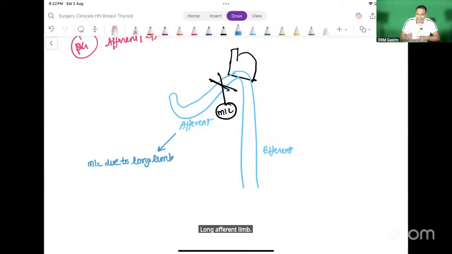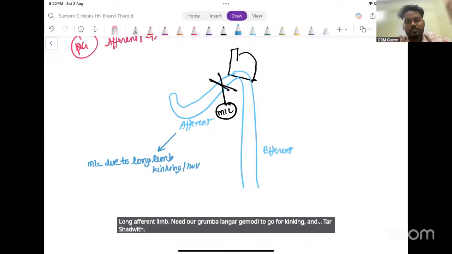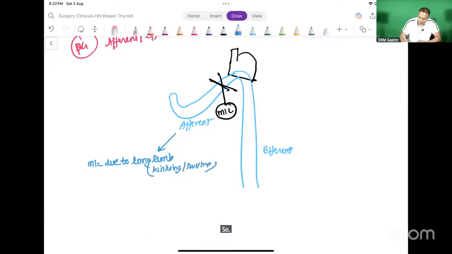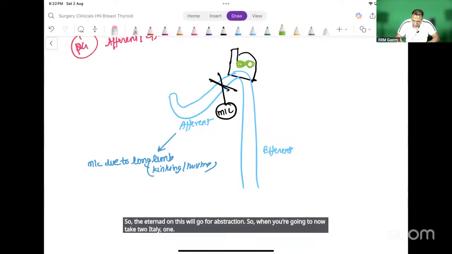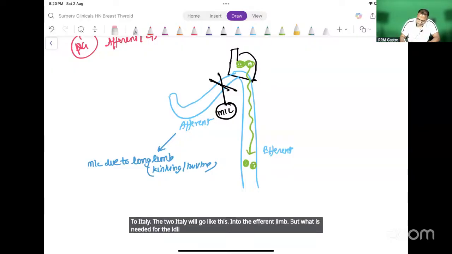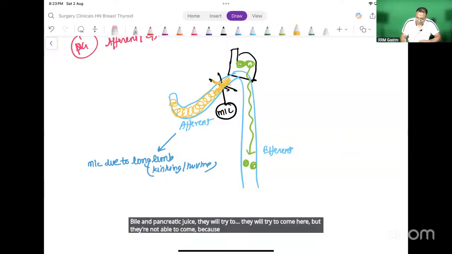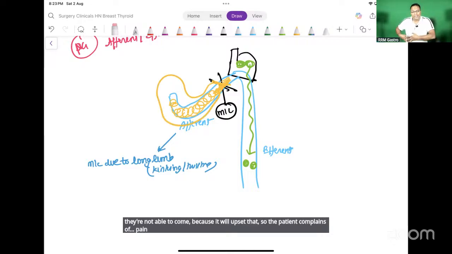If it is too long, it will go for kinking and torsion. Kinking and twisting will lead to obstruction. So when you take 2 idli, the idli will go into the efferent limb. But what is needed for the idli to digest? Bile and pancreatic juice. They will try to come here, but they are not able to because it is obstructed. So the patient complains of pain and distension in the right hypochondrium.